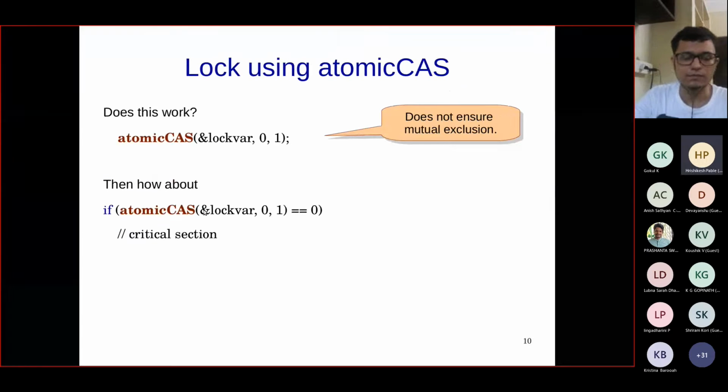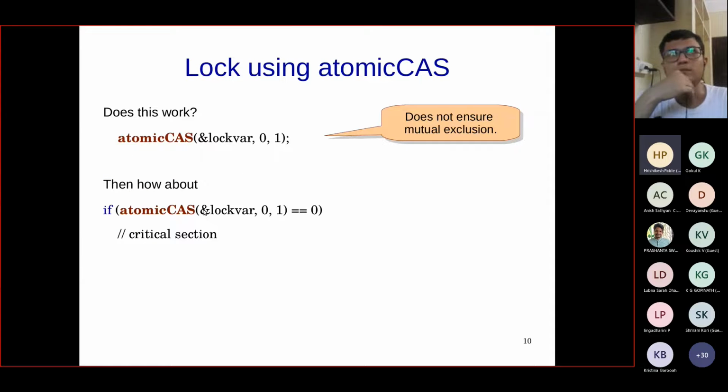Sir, let's say one thread executes that statement, then it would return 0 and then it will go inside that if block. But for others, the lock var would be 1. Initially it will be 1, so the atomic CAS will return 1. And 1 won't be equal to 0, so it will not enter the block. Yes, I think that is the precise thing that Rishikesh suggested.